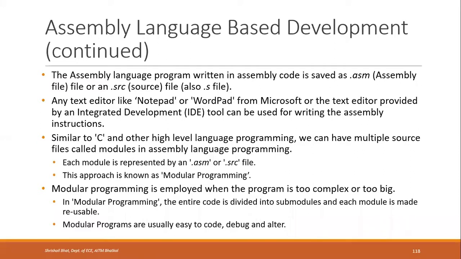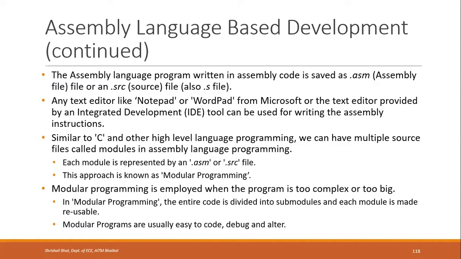Similar to C and other high level languages, we can have multiple source files called modules in assembly language programming. More than one assembly file you can have. Each module is represented by an ASM or SRC file. This approach is known as modular programming. Modular means when there is a large task to do, we divide it into different smaller tasks, and the entire code is divided into sub modules, and each module is made reusable.